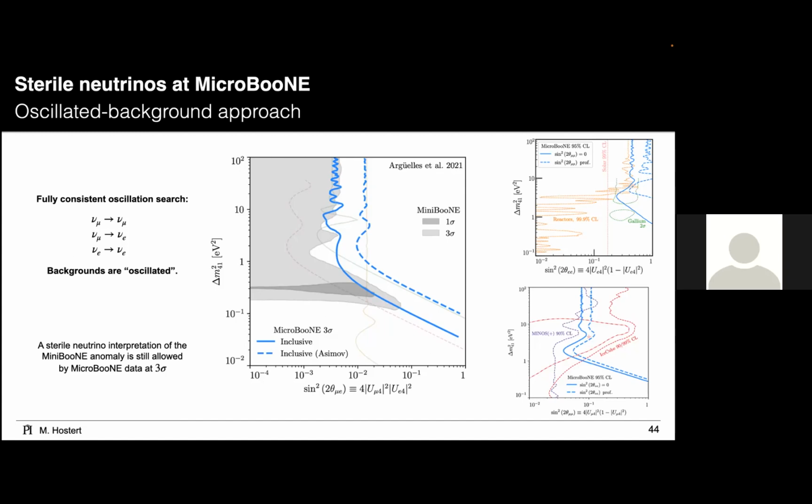Here on the right, you have other plots showing what the situation looks like in the nu mu disappearance part of your model, which is dictated by this muon mixing angle, and the electron disappearance part of your model in the electron mixing angle.